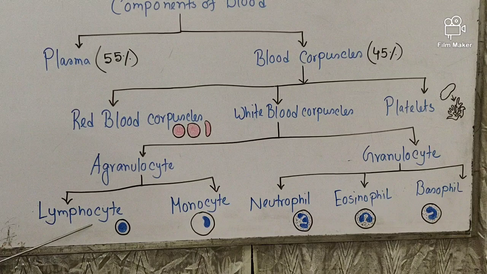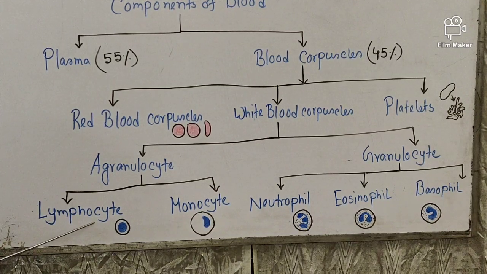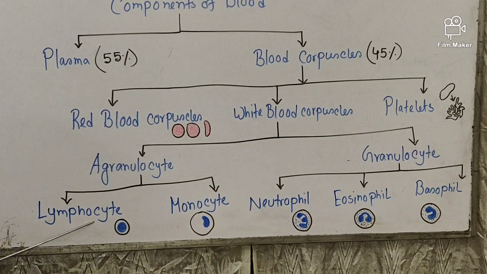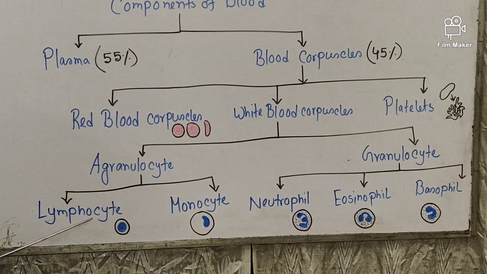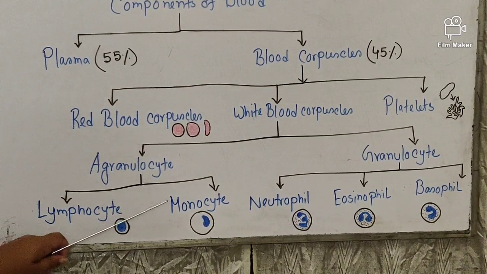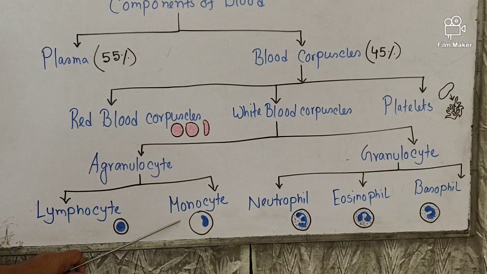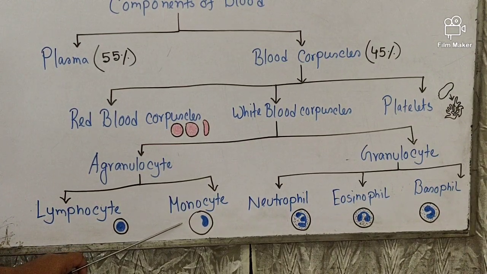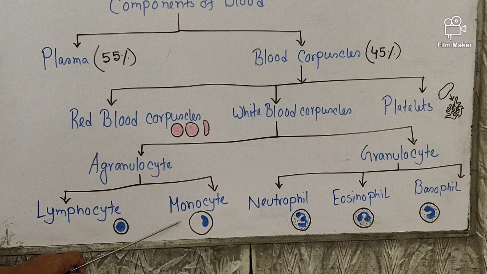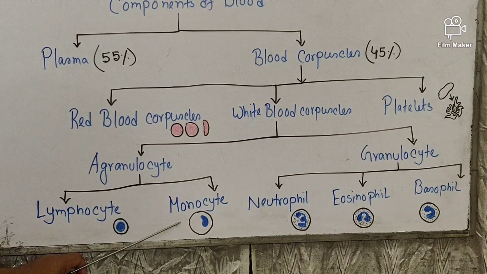Lymphocytes kill the germs that enter the body by creating antibodies and thus increasing immunity power. On the other hand, monocytes kill the germs by the process of phagocytosis.